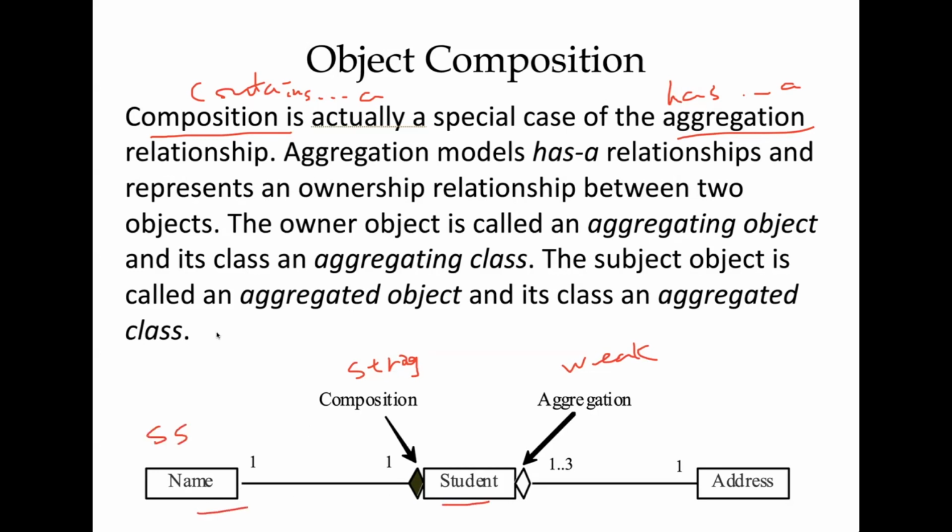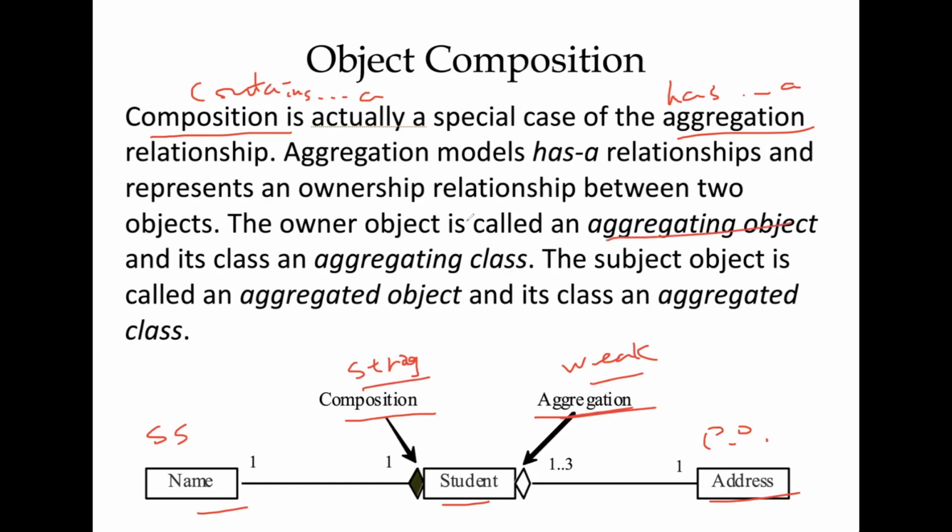have a name or a uniquely identifiable ID. That is a composition. Student contains a name, whereas in aggregation, students may have an address. This could be a PO box or a physical address. So the way that we define composition and aggregation is composition is a strong relationship, aggregation is a weak relationship.